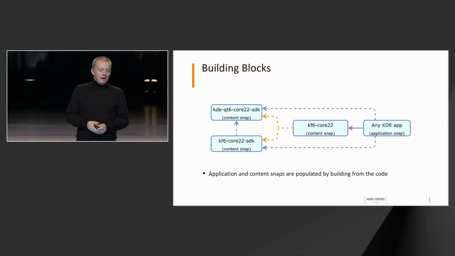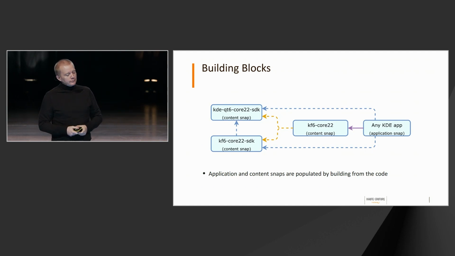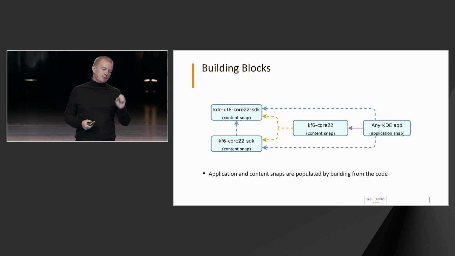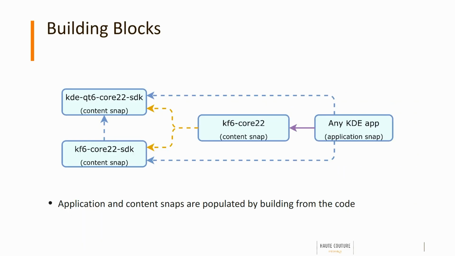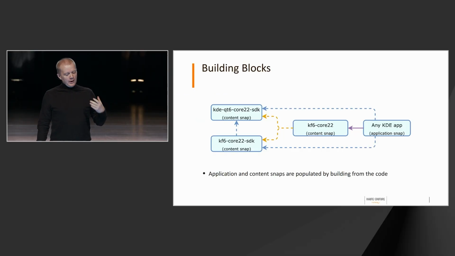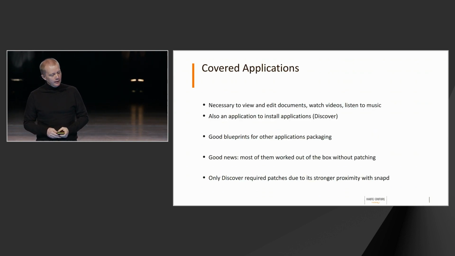Now for the apps, we're providing building blocks for them. So we're providing several content snaps. We have an SDK snap for just Qt, and an SDK snap for the KDE frameworks, which are used by the applications. From those two, we derive a runtime snap, which has both Qt and the KDE frameworks, and that's the one which our applications are using. So the applications are built on the SDKs, but then at runtime, they use the runtime snap. And again, those are built from source.